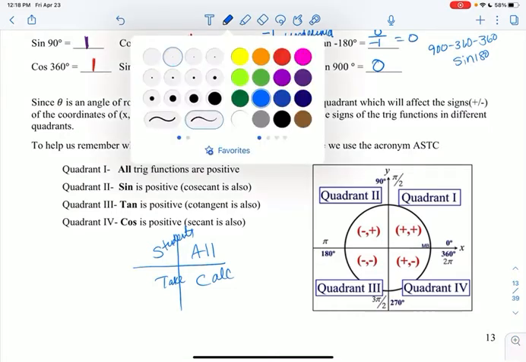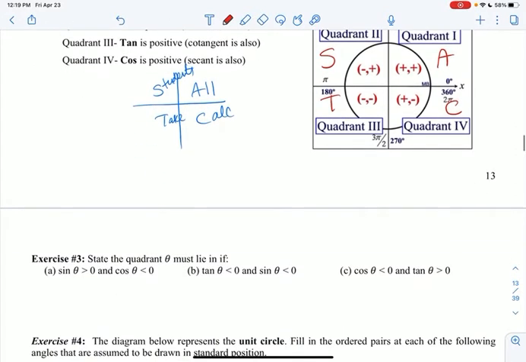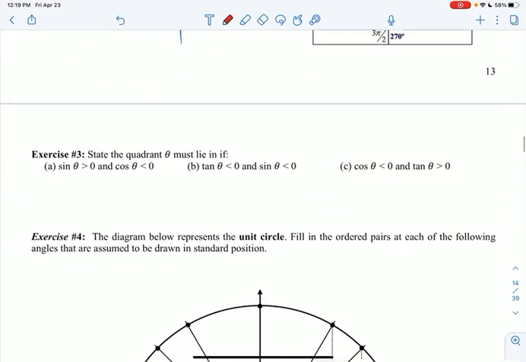ASTC. So in quadrant 1, all the functions are positive. In quadrant 2, sine and cosecant are positive. In quadrant 3, tangent and cotangent are positive. In quadrant 4, cosine and secant are positive. All right, so let's practice that.